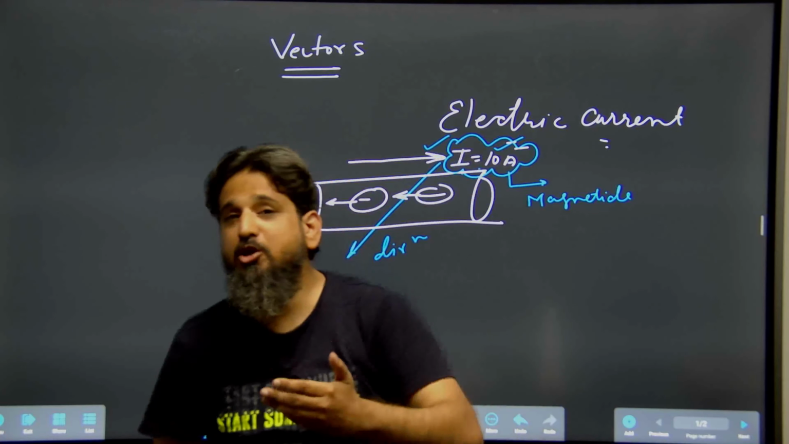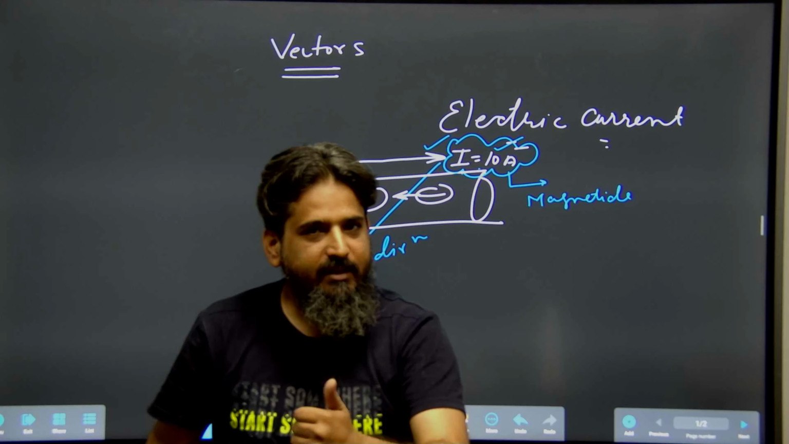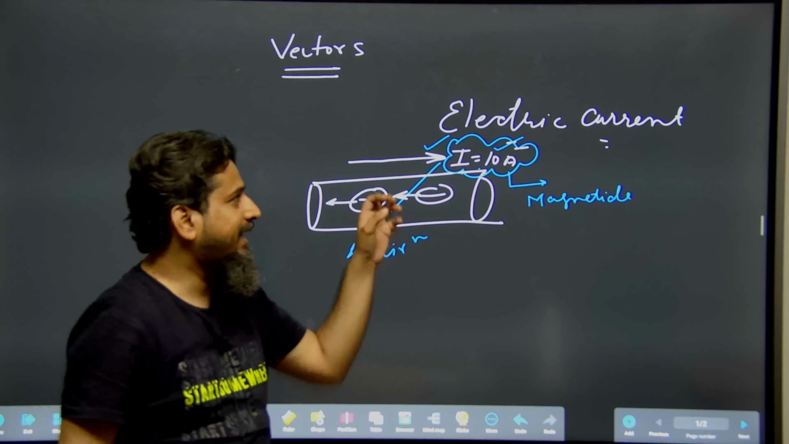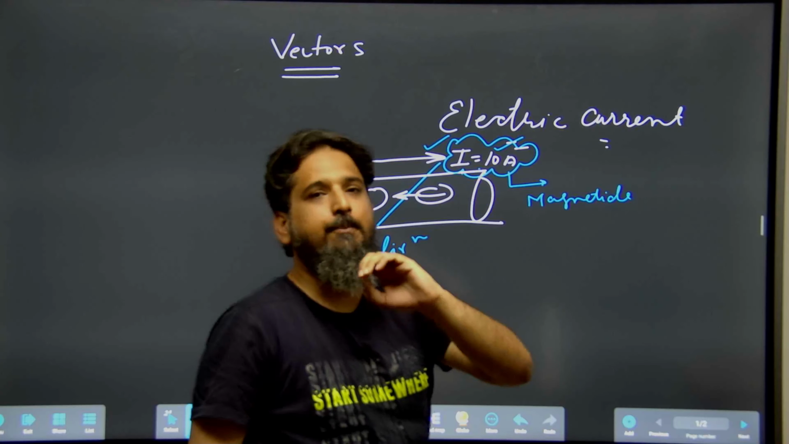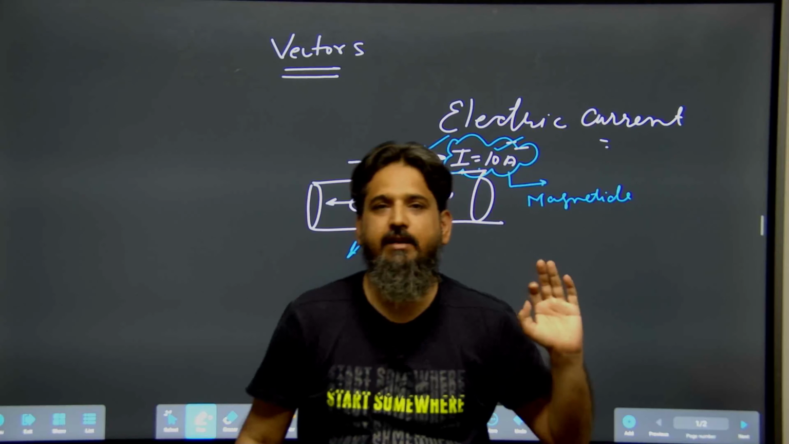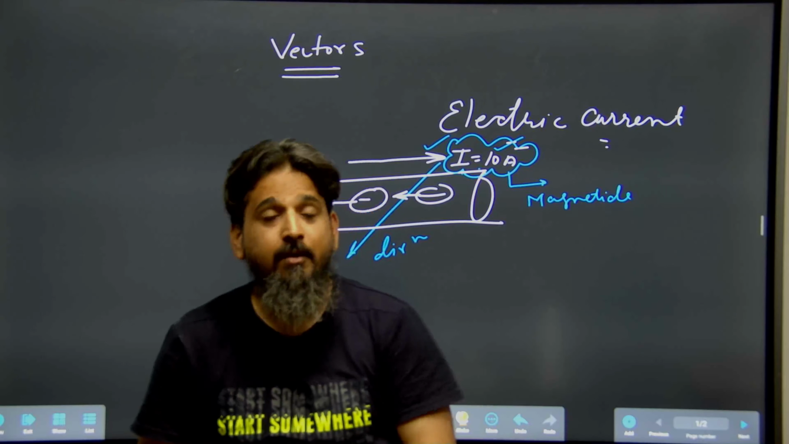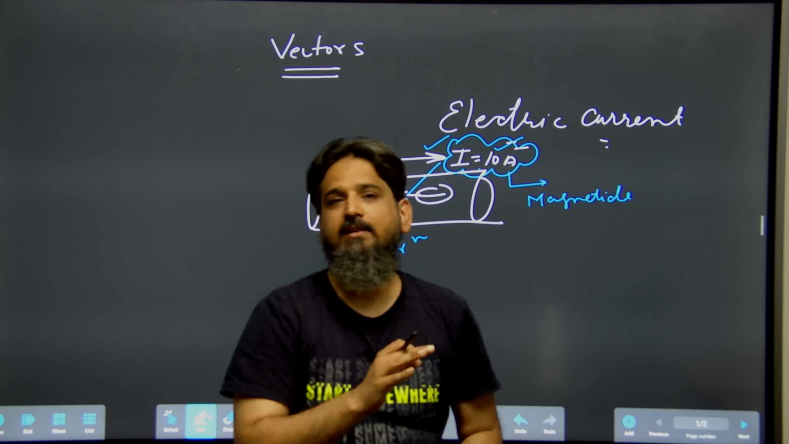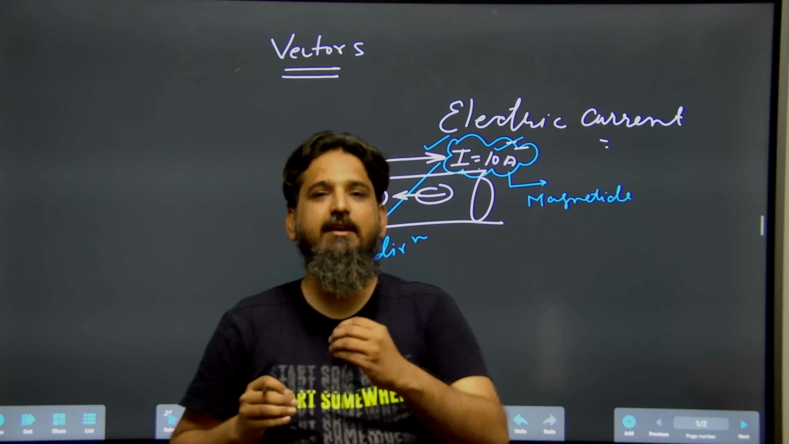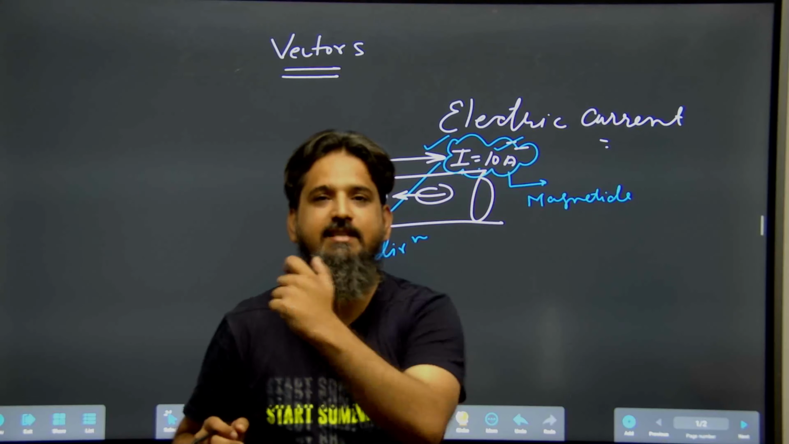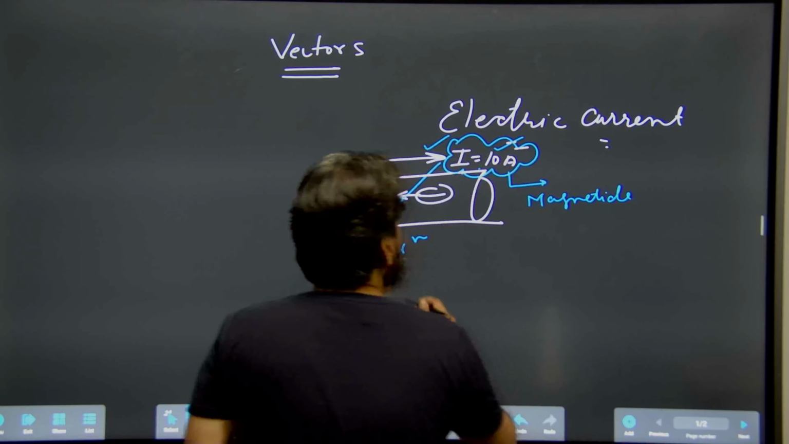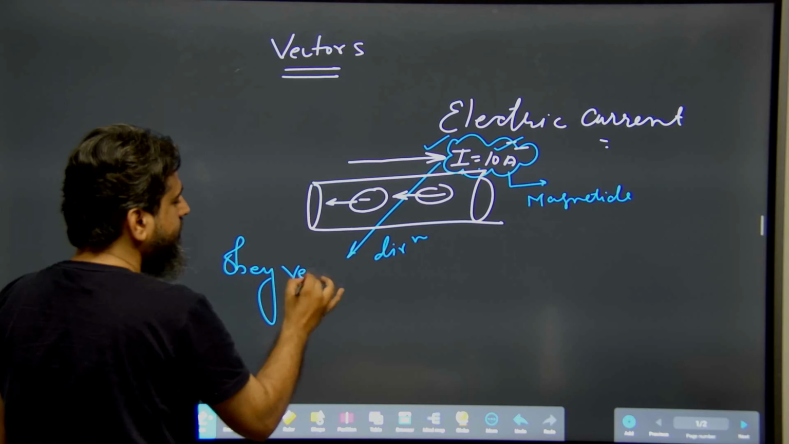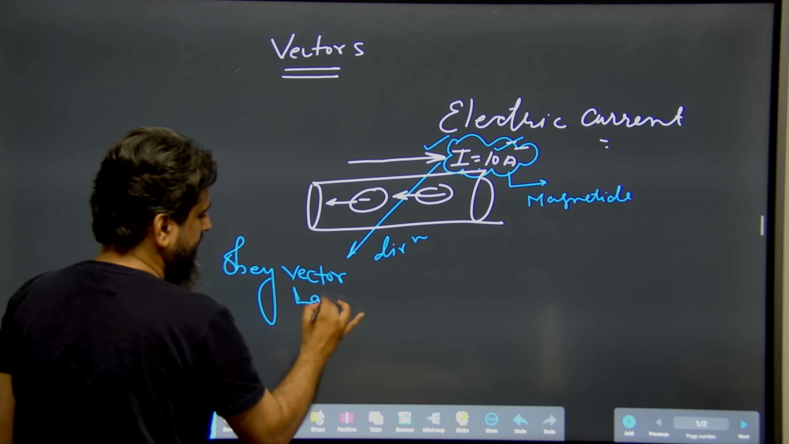So by the definition of vector, what can we say? A physical quantity having magnitude, yes sir, having direction, yes sir. So electric current is a vector quantity, but the point is, electric current is not a vector quantity. Why is it not a vector quantity? Although it has both magnitude as well as direction, there is one more point that needs to be considered when we give the tag of vector to a physical quantity. The point is, electric current should obey vector laws.